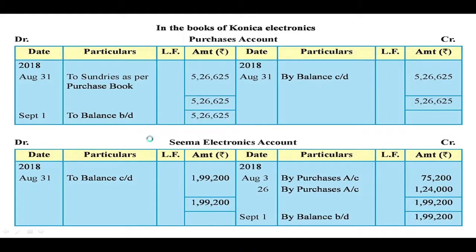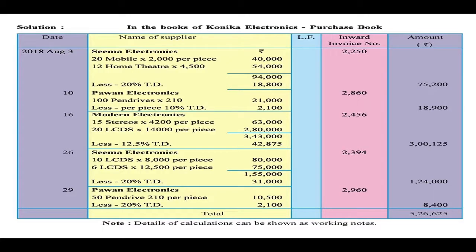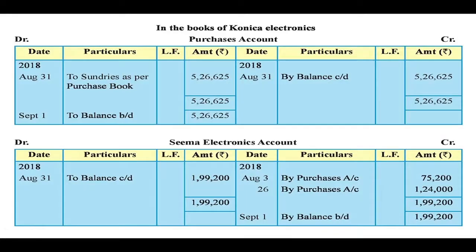Then we have to go to the purchase book and check the name of the first supplier, that is Seema Electronics. Now Seema Electronics is the supplier. Their account is always credited and the opposite account is debited. So that is why the entry in the ledger account will be recorded on the credit side. Now there are two transactions for Seema Electronics.